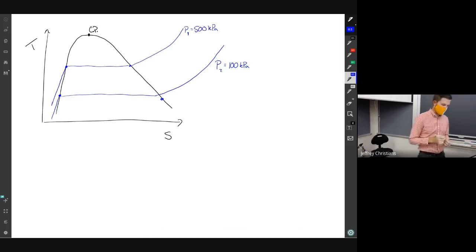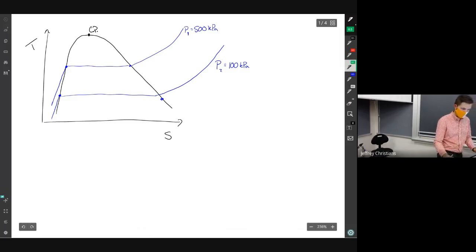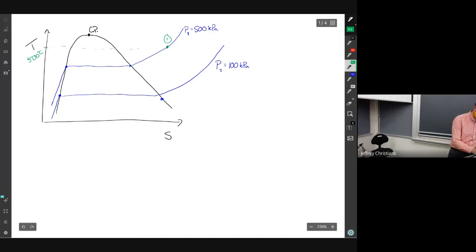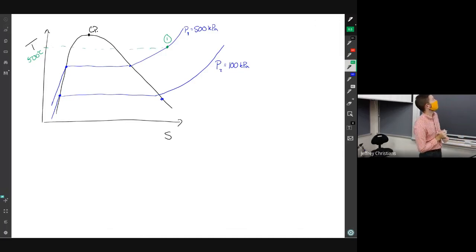So what's happening? We're coming in. Our inlet state is right here at 1, at 500 C, and if we carry that across, we're coming in at 500 C and 500 kilopascal. To solve the real turbine, we first had to solve the ideal one. The ideal turbine goes from 500 kPa and 500 C initially down to 100 kilopascal.